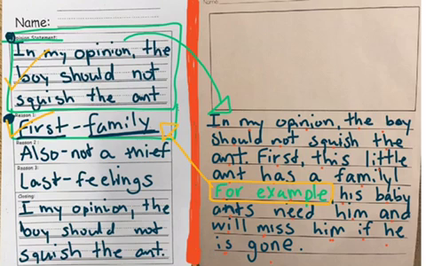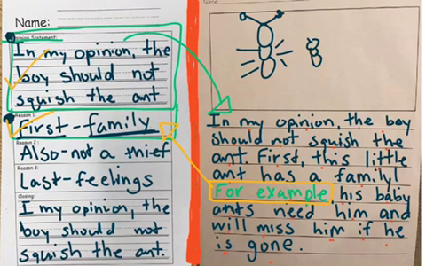Okay? And then if you have time left today, you can do a little picture if you want. So maybe I would draw a picture of the ant and his little baby ants here. Here's the little tiny baby ant. So we're saying that we shouldn't squish him, otherwise his babies are going to miss him and they're not going to have anyone to take care of him.